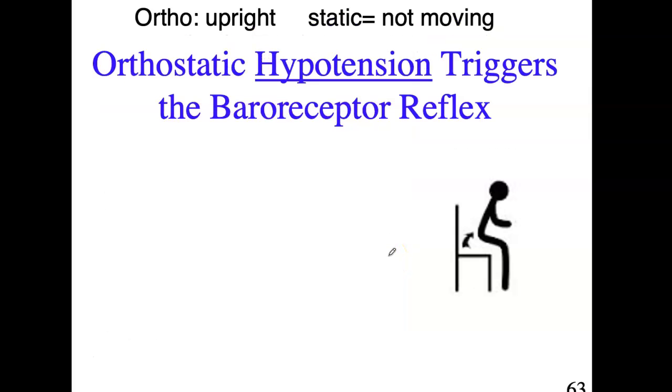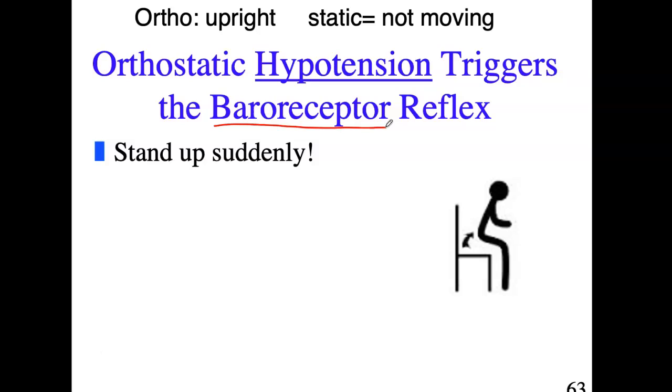All right, let's switch gears a little bit to something called orthostatic hypotension. So ortho means upright, static means not moving. You could have hypotension. So we're going to talk first about hypotension and then hypertension. So hypo, low, would trigger a baroreceptor reflex. So your baroreceptors are your receptors for pressure, correct? And these are monitoring the pressure in the system, which is of your arteries of your body.